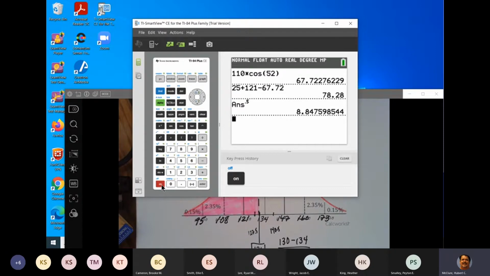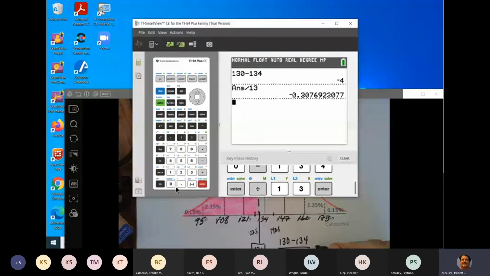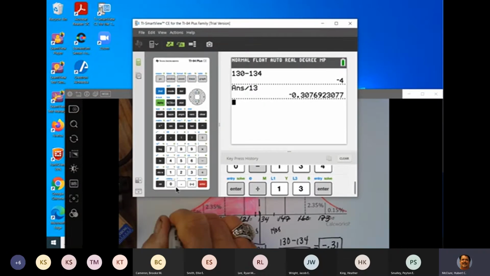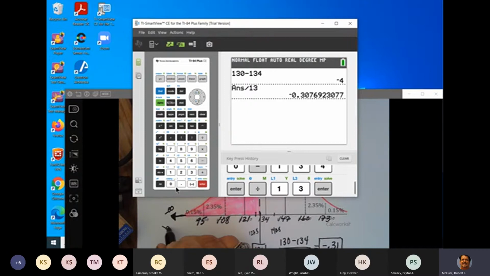130 minus 134 divided by 13. I got negative 0.31. So our z-score for 130 is negative 0.31. Now you only need that if you have an older calculator. Now remember, we got negative infinity down here. That arrowhead is called negative infinity, which we can't use in our calculations. So we use negative 9999.